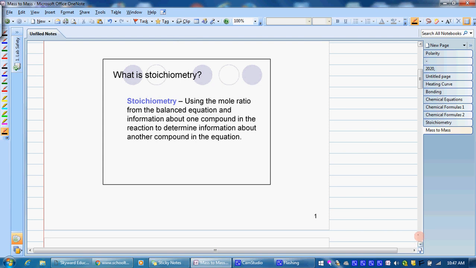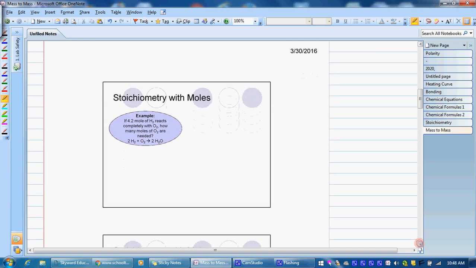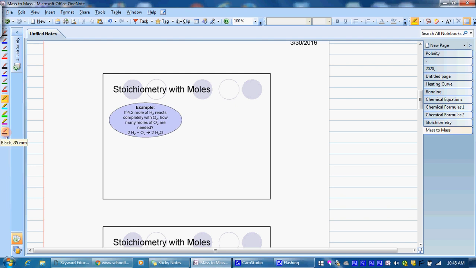So the definition of stoichiometry then is using those mole ratios that I just pointed out from your balanced equation to talk about one compound to another compound. So we're going to be switching and figuring out how they relate to each other. Let's look at this first example. If we have 4.2 moles of hydrogen, it's going to react with oxygen. How many moles of oxygen are needed for us to have that reaction?